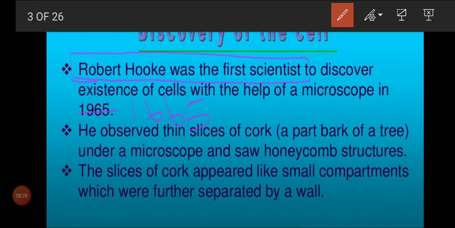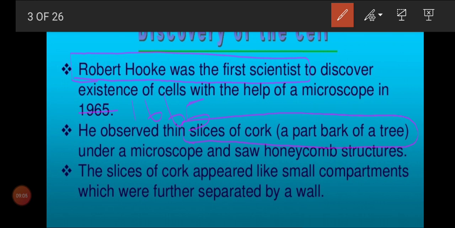First he used one cell, that is what we call slices of cork. What do you mean by slices of cork, children? It is part of the bark of a tree. Imagine a huge tree. The outer layer of the huge tree, you can see a brown color substance, no? That brown color substance is what we call the bark of the tree. In Tamil we call it patta. The outer layer of the tree, which is brown in color, is the bark of the tree.